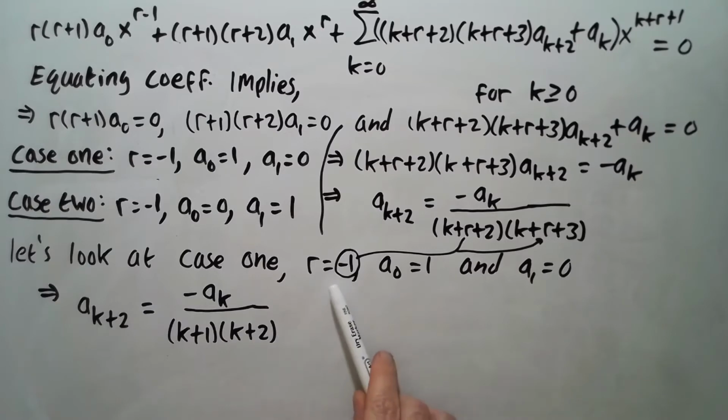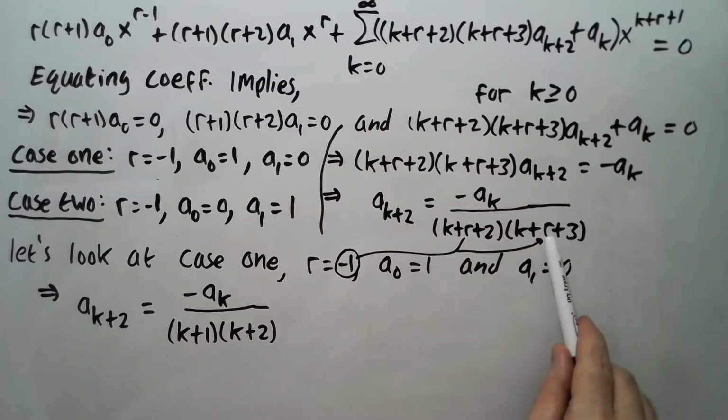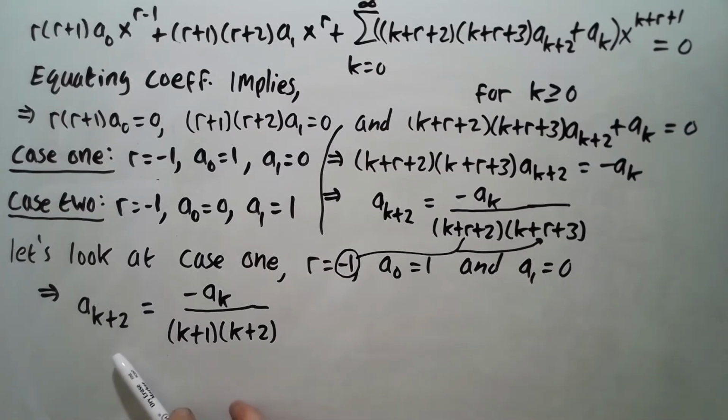So we're going to look at case 1. r is minus 1, so put minus 1 in place of r over here. a0 we're going to choose as 1 and a1 we'll choose as 0. Since a1 is 0, and this recursive relation relates ak to ak plus 2, a3 would be 0 because that's when k is 1. I claim that all the odd terms, 1, 3, 5, 7 and so forth, will be zeros because a1 is 0. And I claim all the even terms will not be 0.